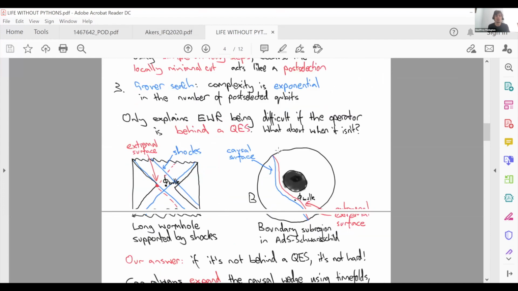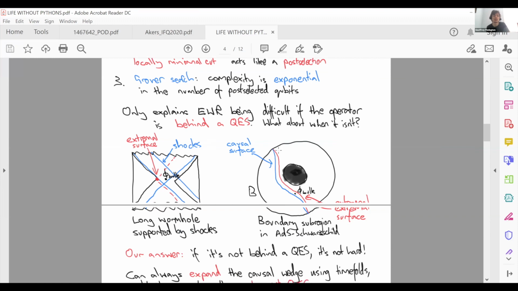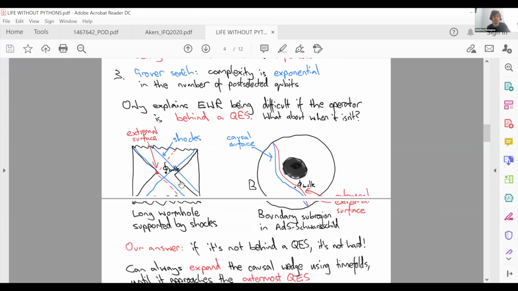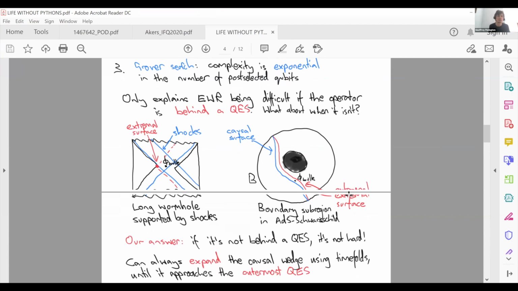However, there's an important point here, which is that this only explains why entanglement wedge reconstruction should be difficult if the operator we're trying to reconstruct is behind some other non-minimal quantum extremal surface. But it's easy to construct examples where something isn't behind a quantum extremal surface, even though it's not in a causal wedge. So here's a couple of examples here that are unfortunately chopped between pages a bit. One example would be we started with some thermofield double state. So the extremal surface is sitting here. And then we threw in some shocks from the boundary. We did some time folds to make a long wormhole supported by shocks.